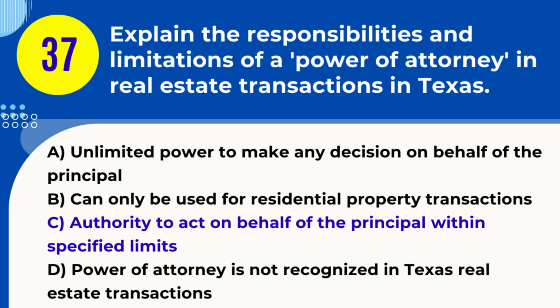Answer. C. Authority to act on behalf of the principal within specified limits. Explanation. In Texas, a power of attorney in real estate transactions grants an individual the authority to act on behalf of the principal, but only within the limits specified in the power of attorney document. This can include buying, selling, or managing property as directed by the principal.